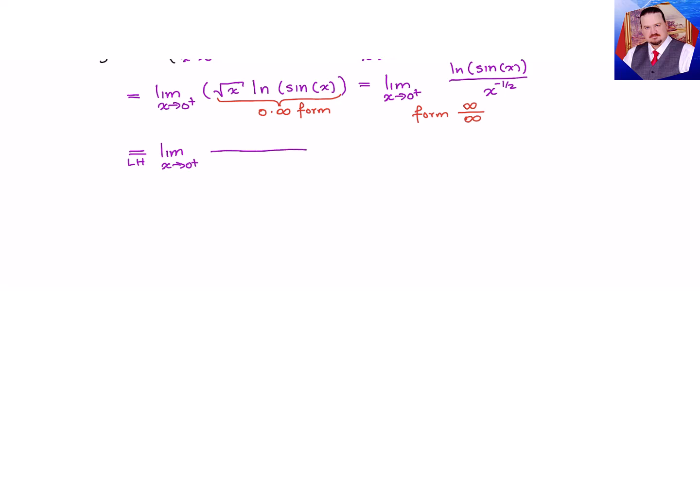Now what's the derivative of the natural log of sine x? Well, that's 1 over the sine of x times, then here comes the chain rule, the derivative of sine, which is cosine, so that's actually cotangent if you were thinking about it. And now the derivative of the denominator is just negative 1/2 x to the minus 3/2. So let's simplify this function before we attempt to analyze it.